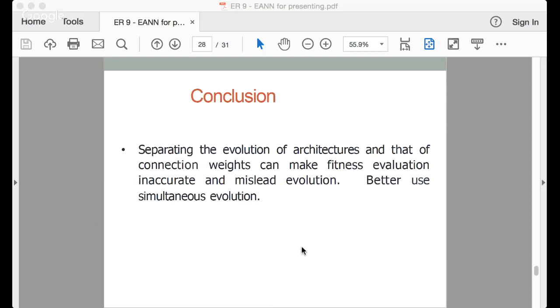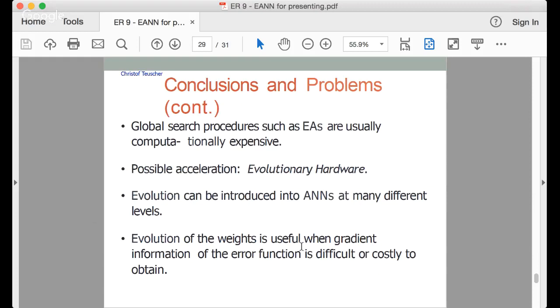In conclusion, separating the evolution of architectures and that of connection weights can make fitness evaluation inaccurate and mislead evolution. It's better to use simultaneous evolution. Global search procedures such as EAs are usually computationally expensive. Possible acceleration could be evolutionary hardware.